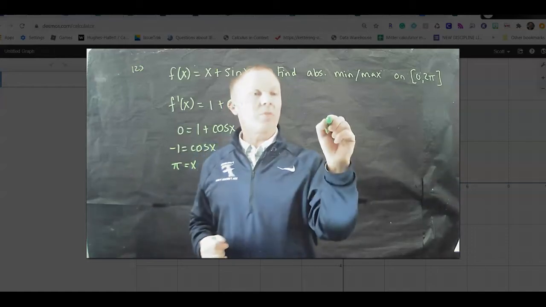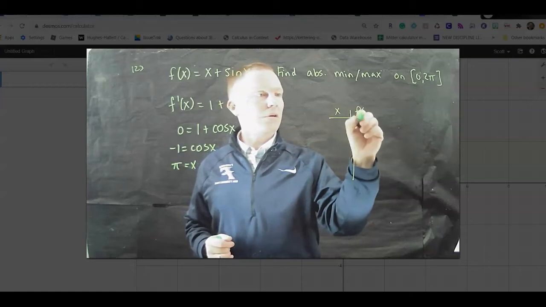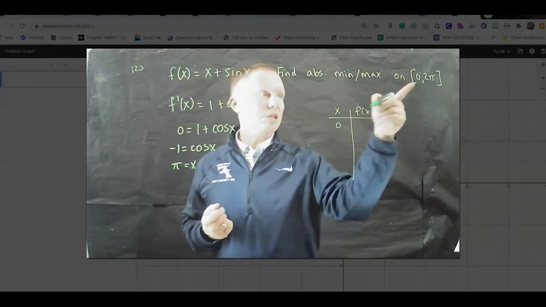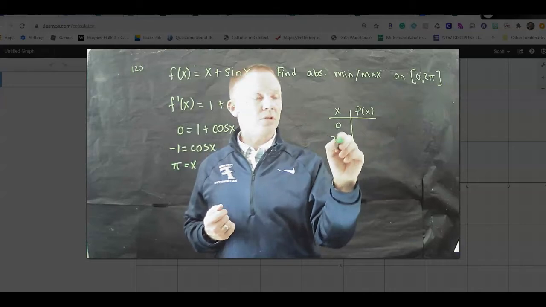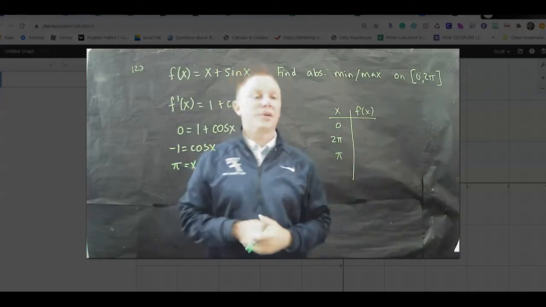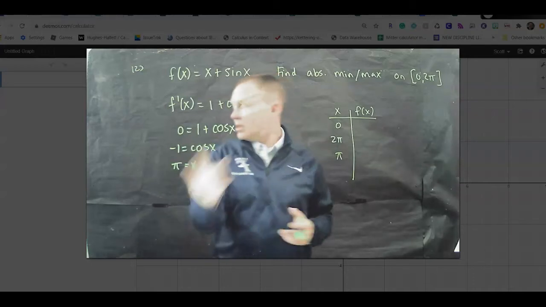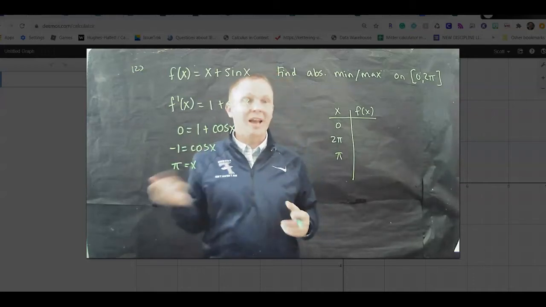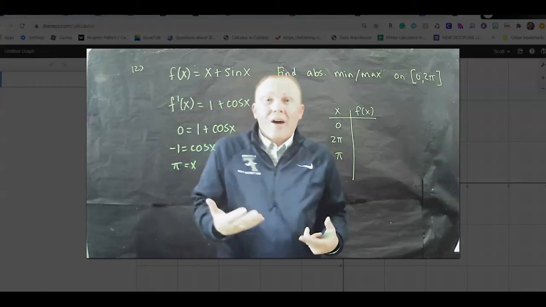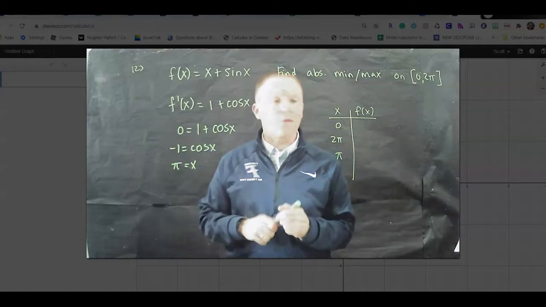F everything. So we're going to make a chart. And I'm going to go 0, because that's the first endpoint. I'm going to go 2 pi, that's the second endpoint. And then I'm going to go pi, because that's my critical point. So I'm going to just take these 3 numbers and f them, okay? Now, here I'm going to show you how I would do this in Desmos. I think I could do these in my head. In fact, let's just knock it out real fast.